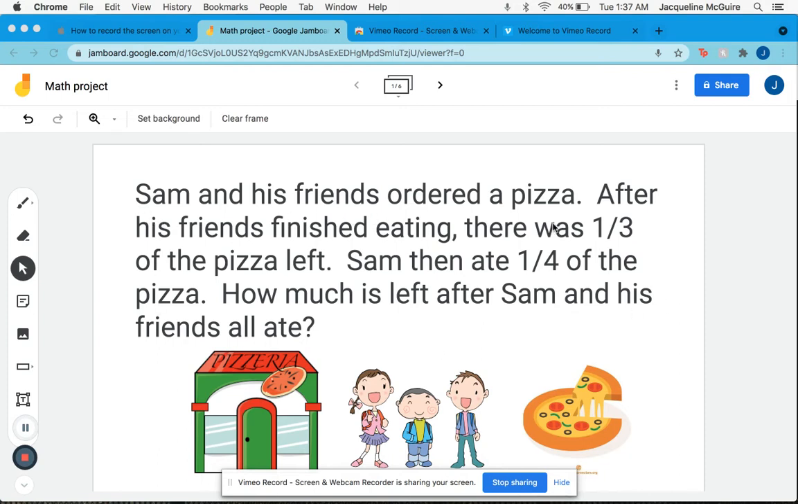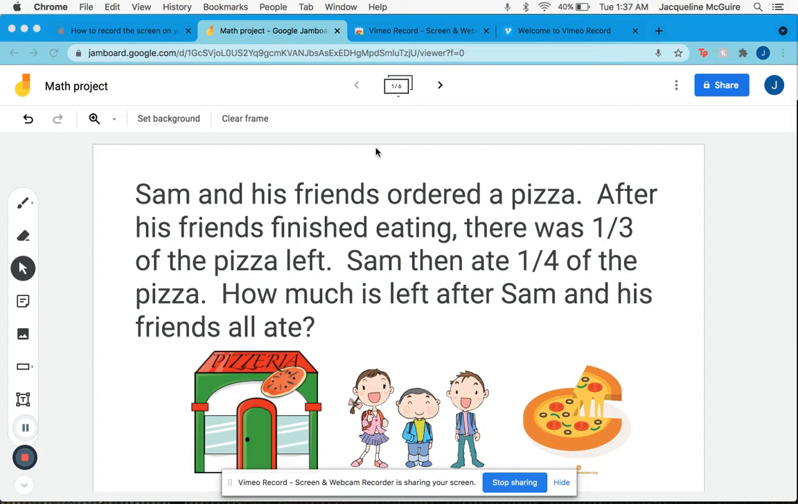Sam and his friends ordered a pizza. After his friends finished eating, there was 1/3 of the pizza left. Sam then ate 1/4 of the pizza. How much is left after Sam and his friends ate? So there was 1/3 before Sam ate it, and there was 1/4 less after Sam ate it.